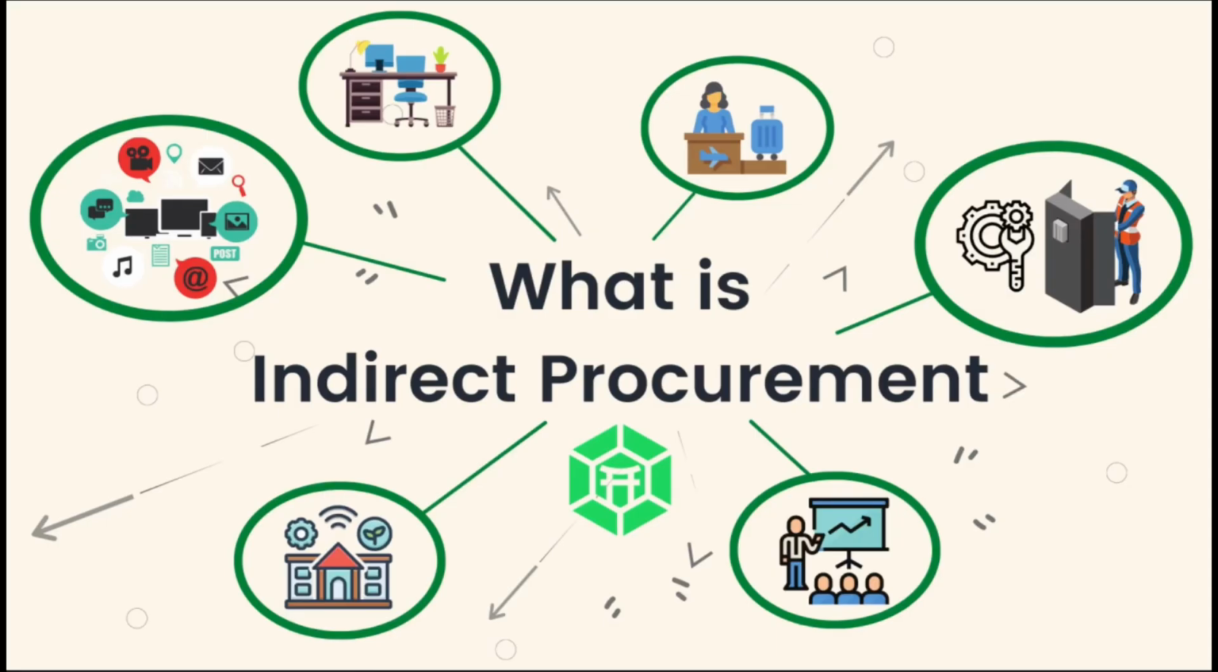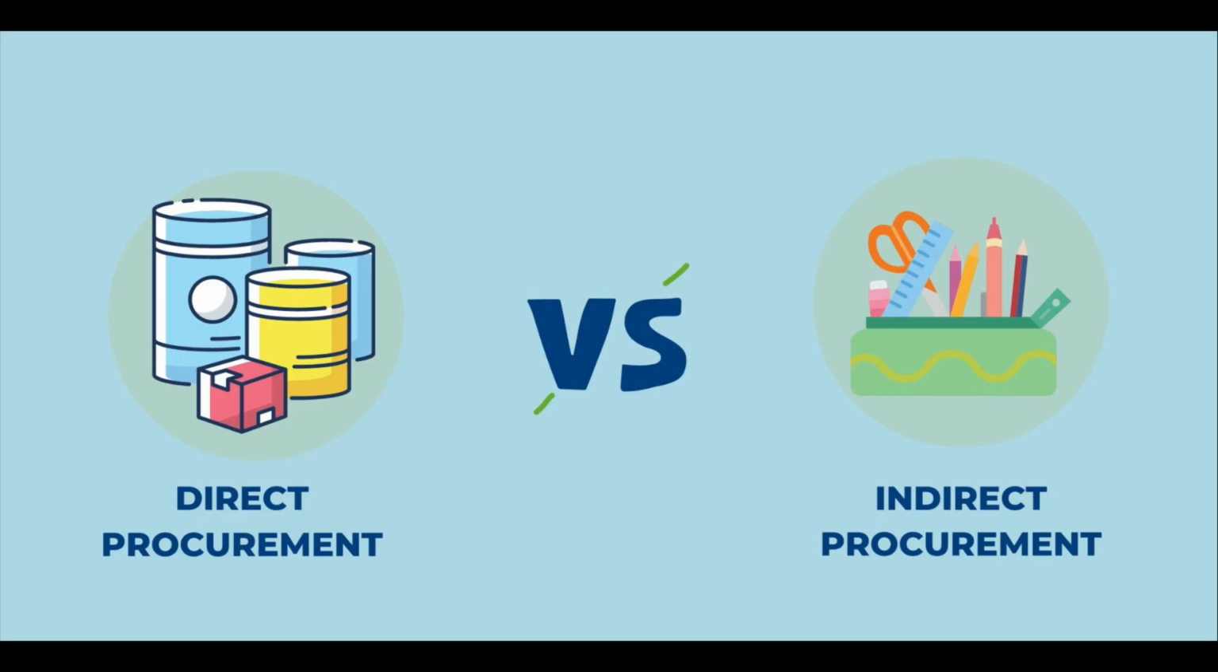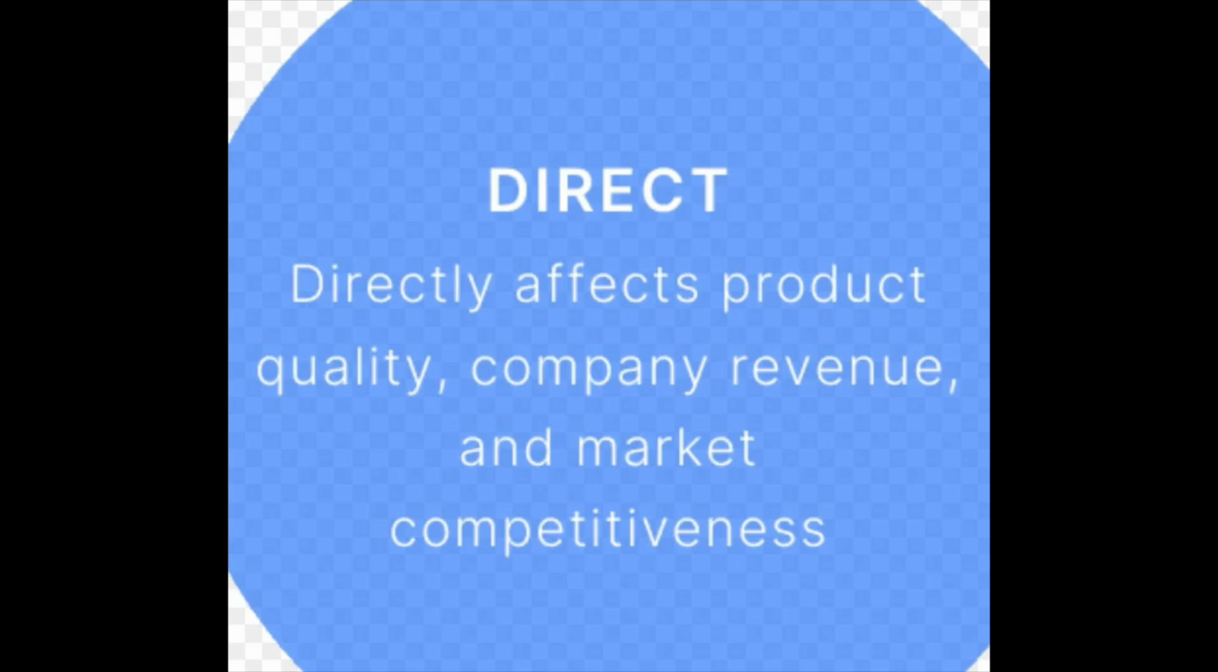Hello. What does the term indirect procurement actually mean? Before I can explain it to you, we need to understand what direct procurement is. Direct procurement is anything that goes inside a product to make actual products in production.